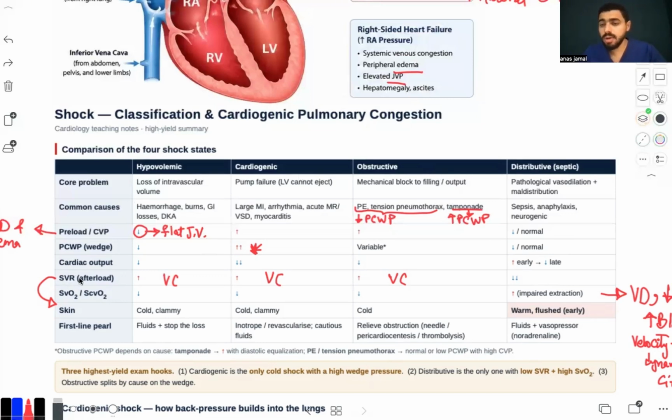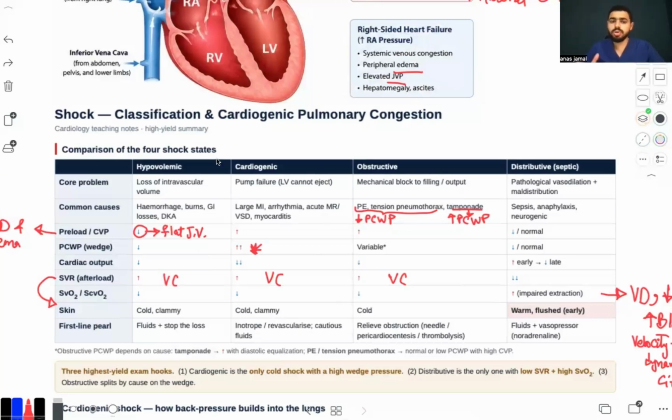This allows blood to pass slowly through the vessels, which leads to more oxygen extraction in the tissues, and the venous oxygen content will be measured lower. And the skin, because of the skin blood vessels' vasoconstriction, will feel cold in those three types. Okay, let's differentiate between them.